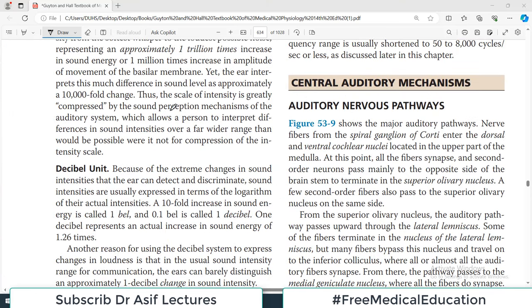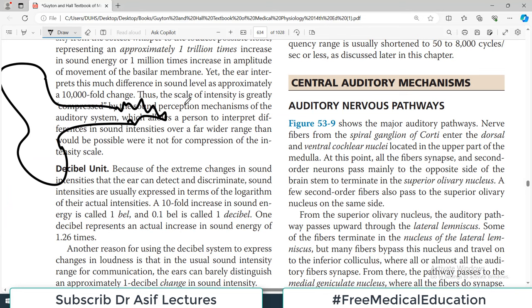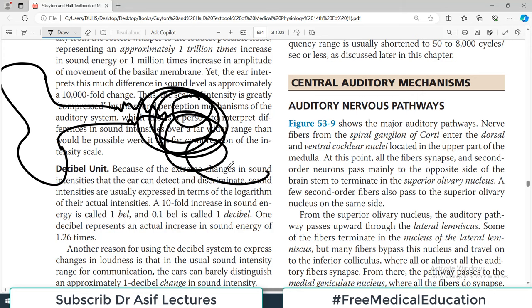Now that we have understood how sound waves change from the external air through the middle ear system, and then how they are processed in the inner ear, the organ of Corti and everything, now we are assuming that the sound waves and the message are going to be delivered to the central nervous system. So that's what we have to discuss now: central auditory mechanisms, auditory nervous system pathways. You should remember them.